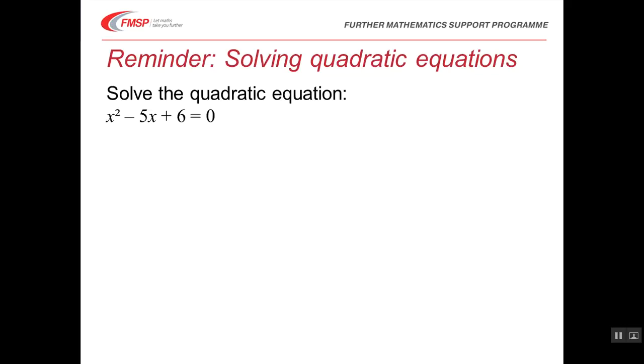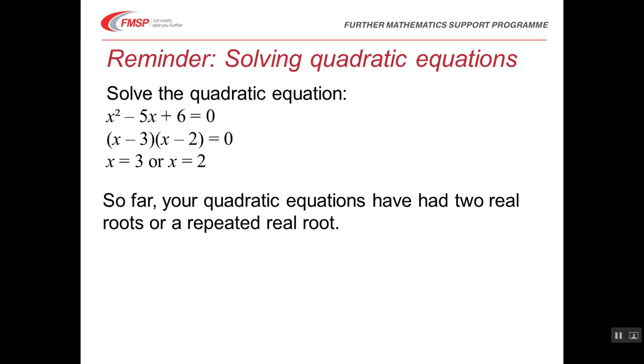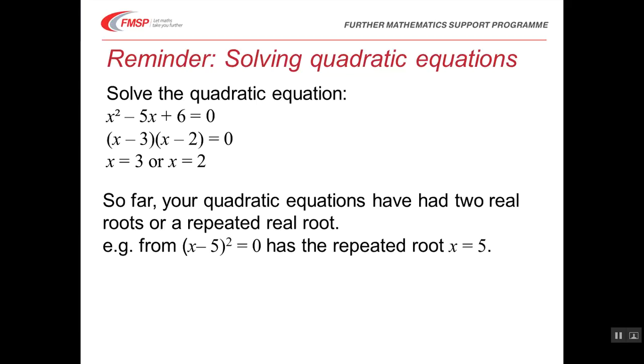As a reminder, we will solve x squared minus 5x plus 6 equals 0. This will factorise as x minus 2 times x minus 3 equals 0. And it has the roots x equals 2 or x equals 3. So it has two distinct real roots. So far your quadratic equations have always had two real roots or a repeated root. For example, x minus 5 squared equals 0 has the repeated root x equals 5.